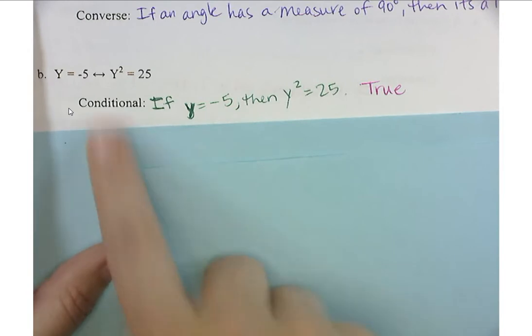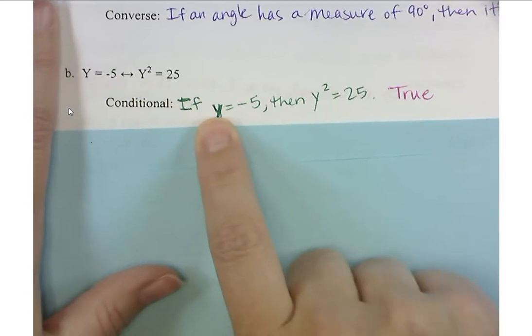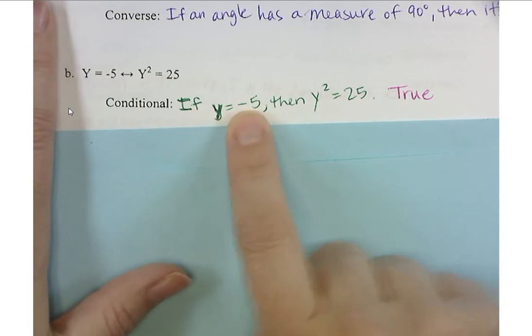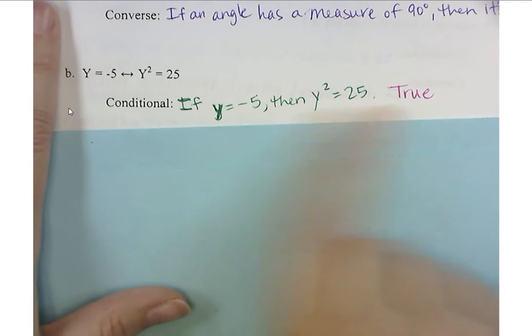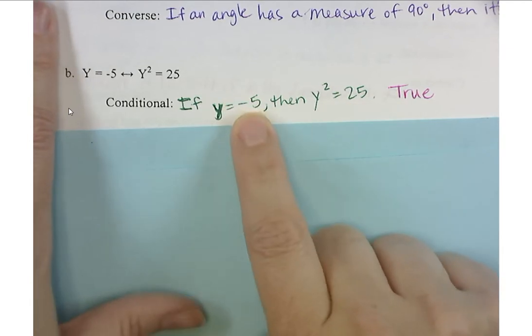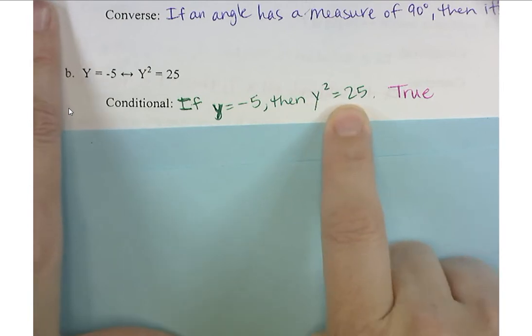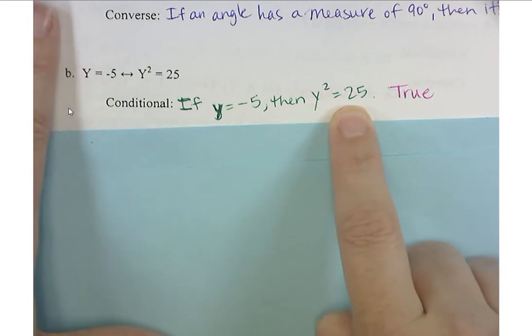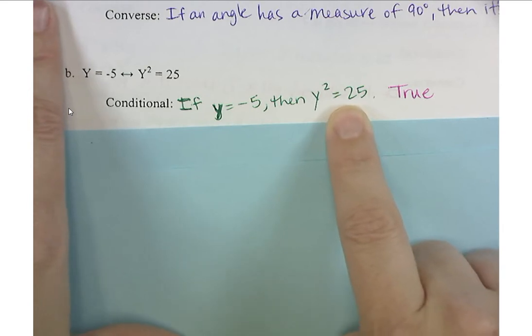So here's your biconditional statement, and then your conditional is if y equals -5, then y squared equals 25. That is true, because if y equals -5, when you square -5, are you always going to get 25? Yes, every single time. -5 times -5 is always going to be positive 25.